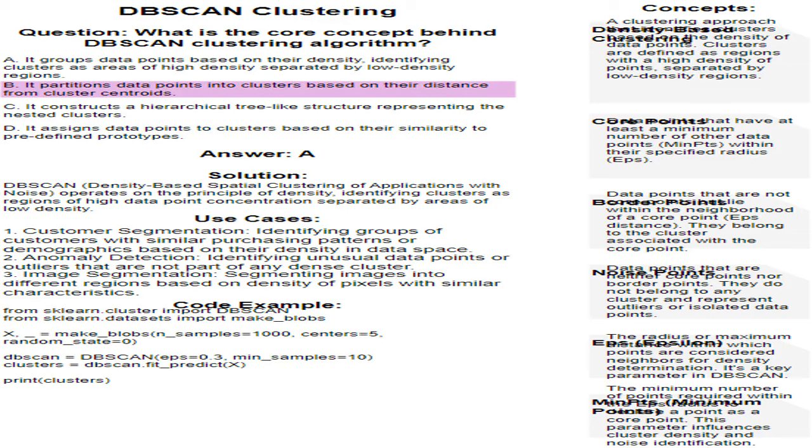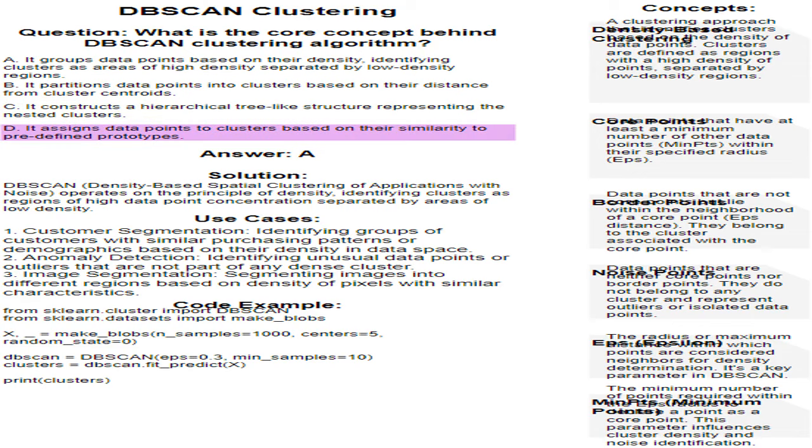True. B. It partitions data points into clusters based on their distance from cluster centroids. This statement describes the concept of k-means clustering, not DBSCAN. DBSCAN does not rely on cluster centroids but rather on density. False. C. It constructs a hierarchical tree-like structure representing the nested clusters. This statement describes hierarchical clustering, a different type of clustering algorithm from DBSCAN. DBSCAN does not build a hierarchical structure.